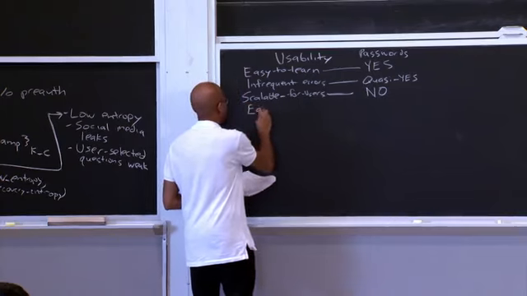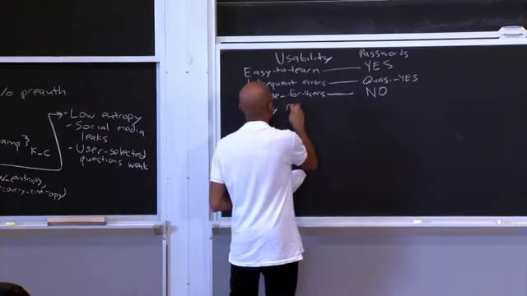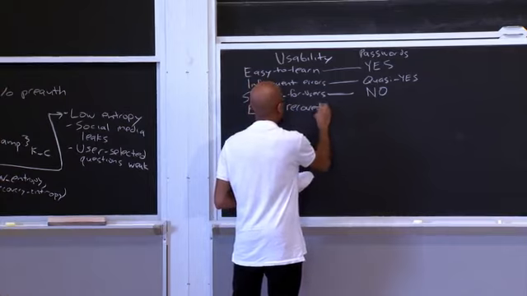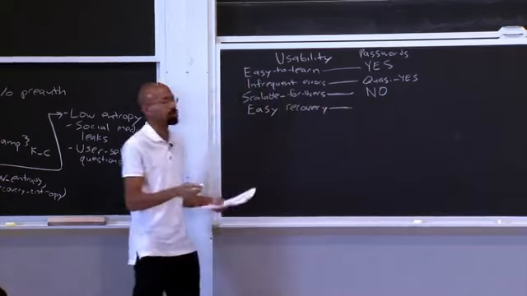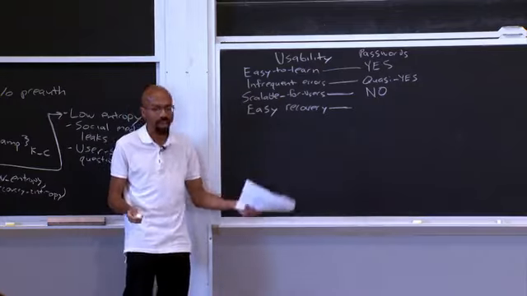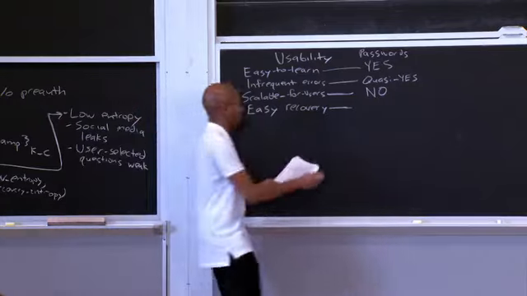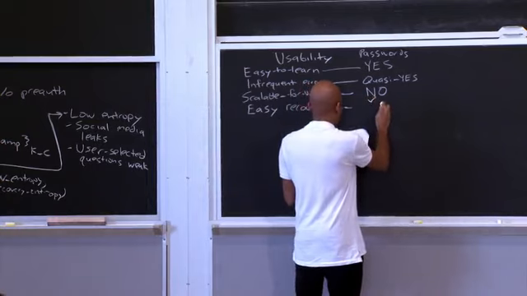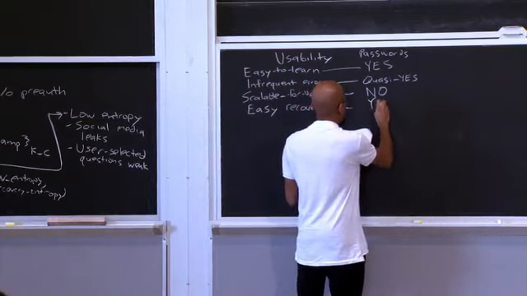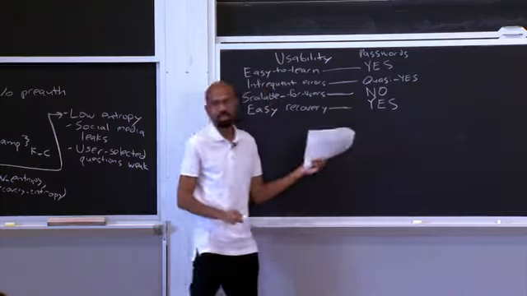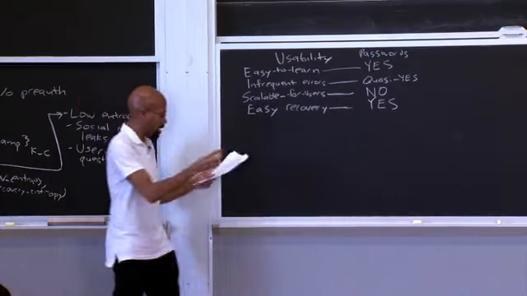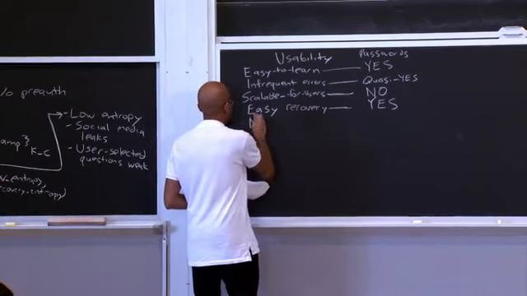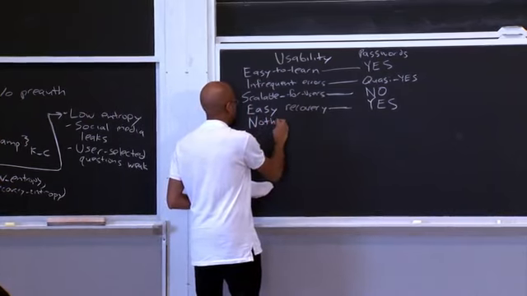So another usability property is easy recovery. So what happens if you lose your authentication token, in this case your password? Is it easy to reset? And in this case, the answer for passwords is yes. In fact, they are probably too easy to reset, as we just discussed a couple minutes ago. So that's a yes.